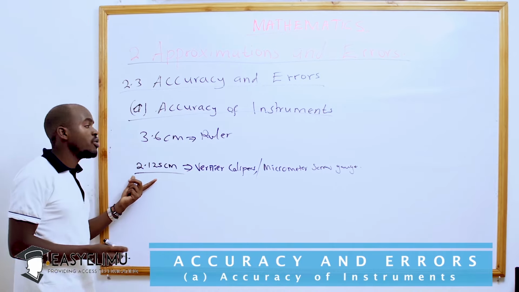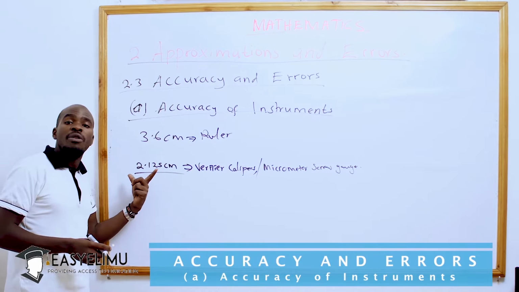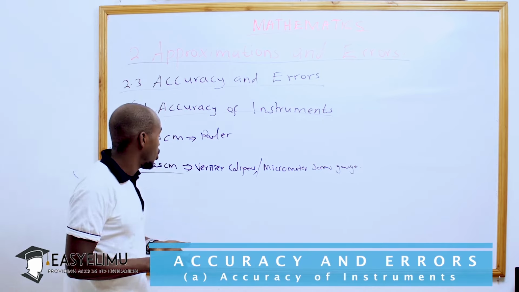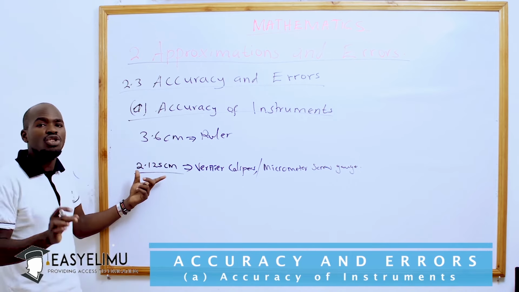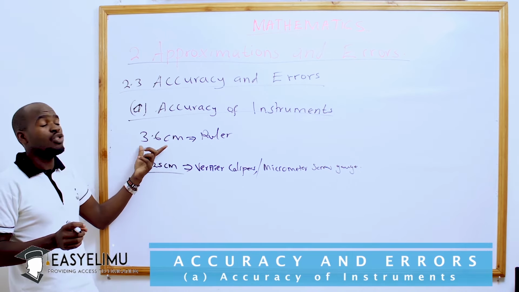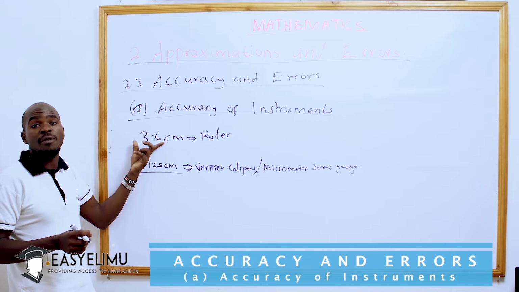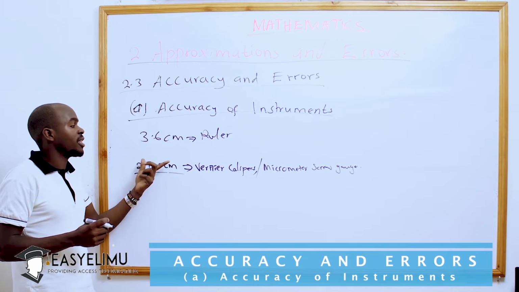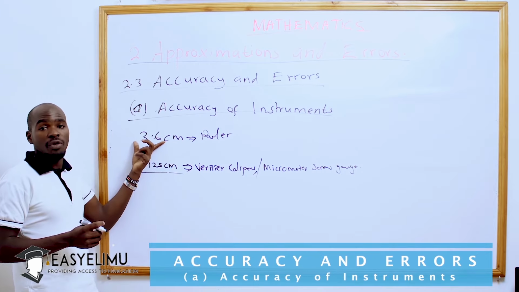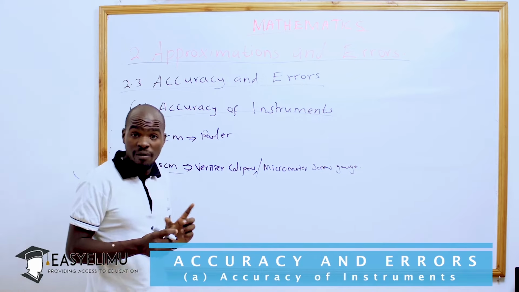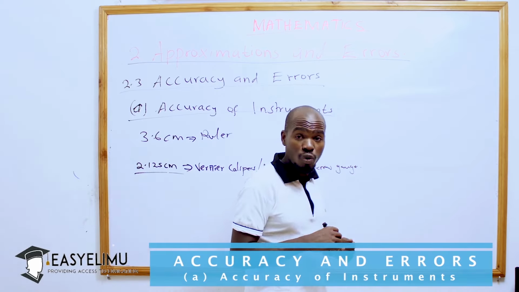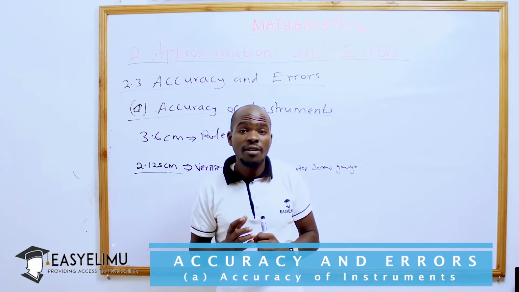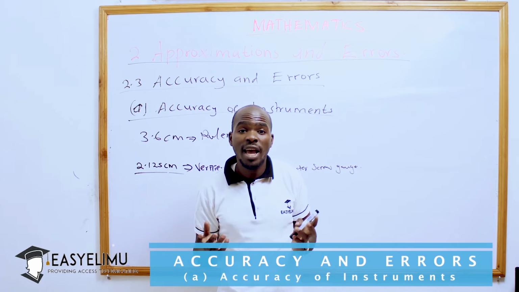So you will find that the error if someone uses a vernier caliper or micrometer screw gauge is too minimal compared to the error found using 3.6, which is for the ruler. So these measurements are more accurate compared to that of the ruler. At the same time, we also measure lengths or masses using electronic devices, for example, a weighing balance, which is electronic.